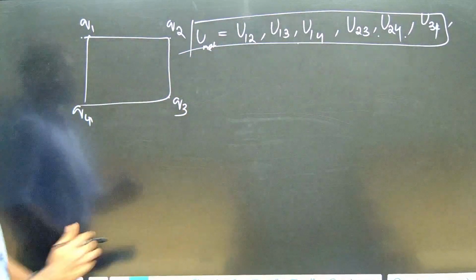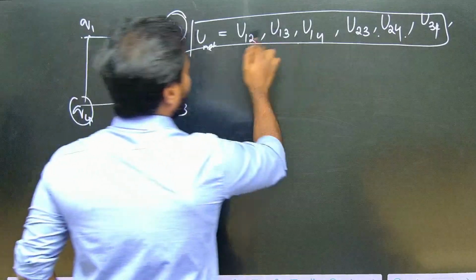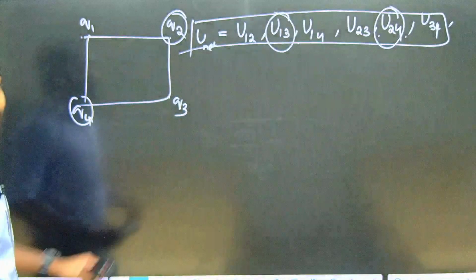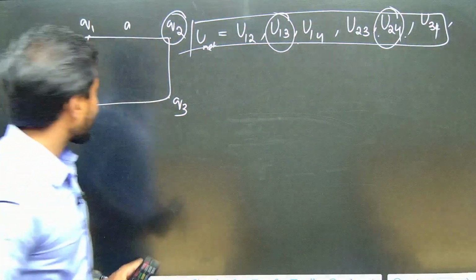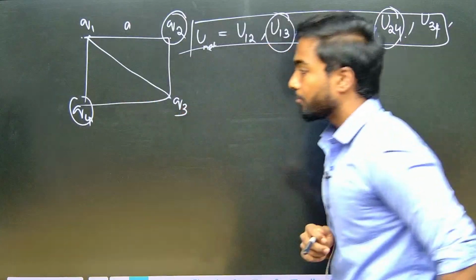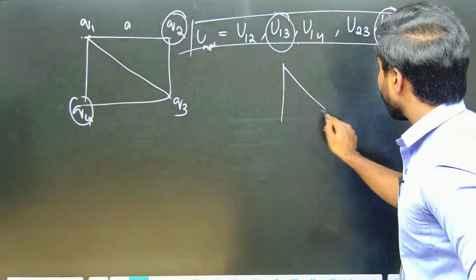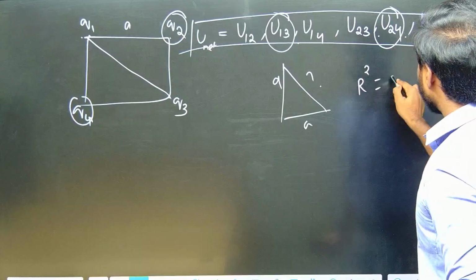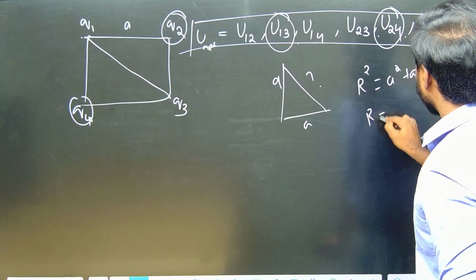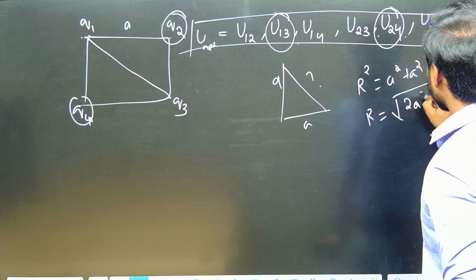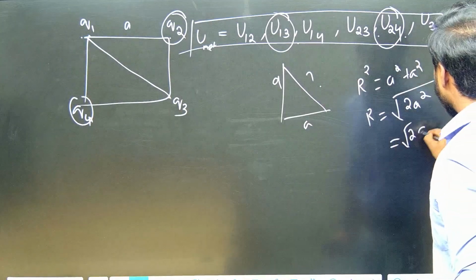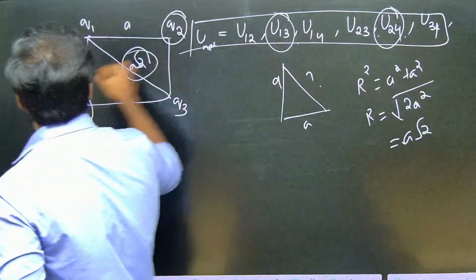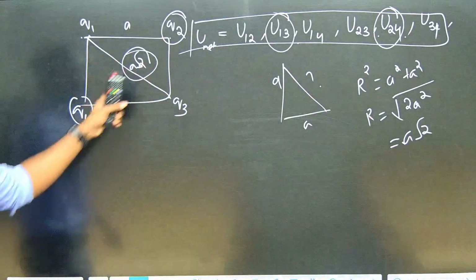But when we talk about the distance between Q2 and Q4, and then 1 and 3, if I say the side of a square is A, then what will be the distance between them? Use the Pythagoras theorem. So this is A, this is A. What about this one? R square will be equal to A square plus A square, so R will be equal to under root of 2A square. So it is A root 2, the value of the diagonal, any diagonal, A root 2.